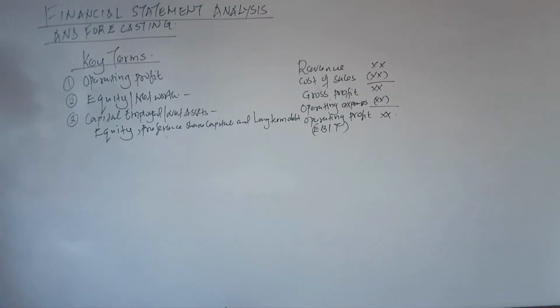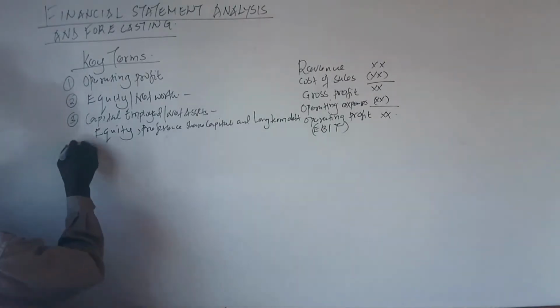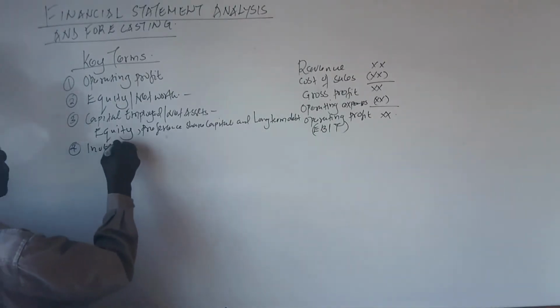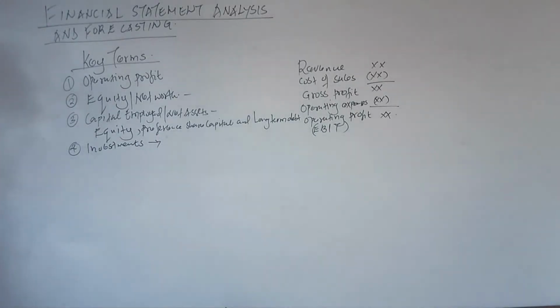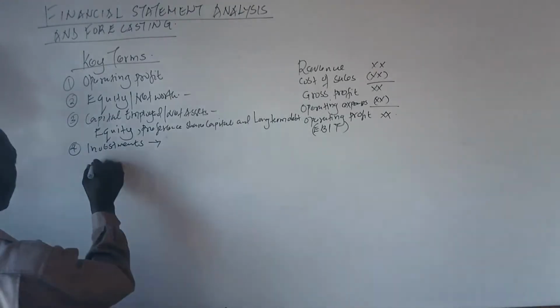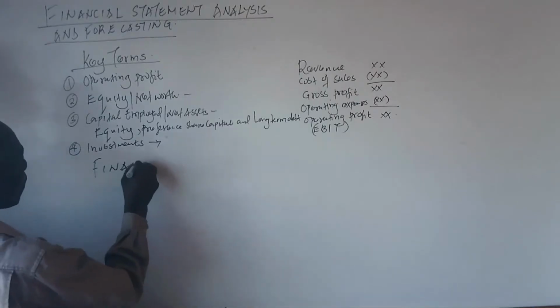Then number four, we have investments. What do we mean by investments? Write and say that this refers to the total assets. That is what we call the investment. Then from there, I want us to look at the financial ratios.